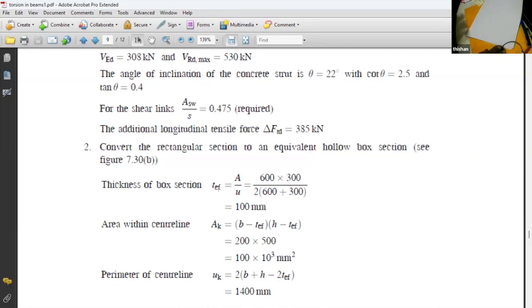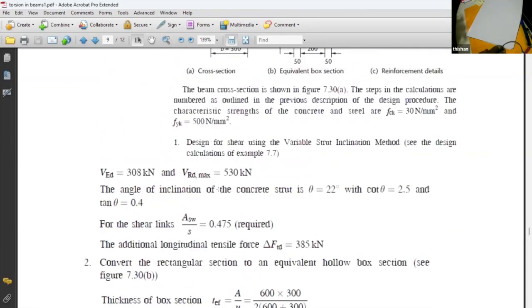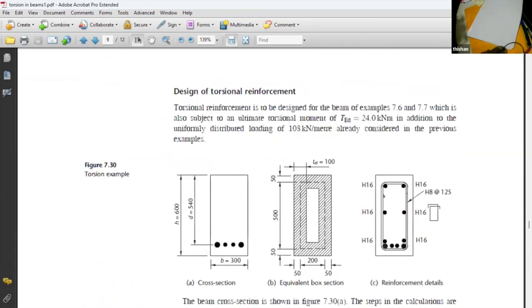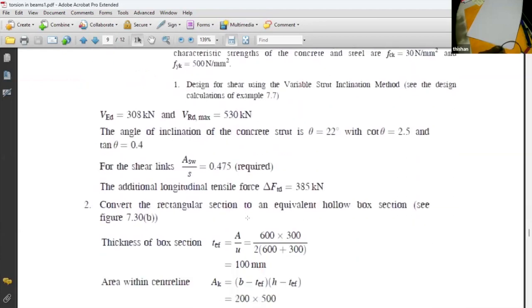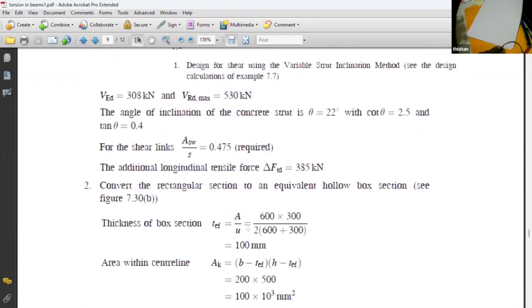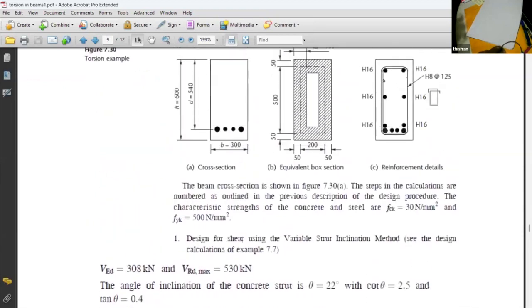Right? Effective thickness is area divided by perimeter. Area is 600 by 300. Perimeter is 900 here, 900 here, 1800. So you can see it is 900 into 2, 1800, and 600 by 300 divided by 1800 gives 100 millimeter. So that is the effective thickness. That is clear. Is that right? Yes, that is clear. Yeah, right.